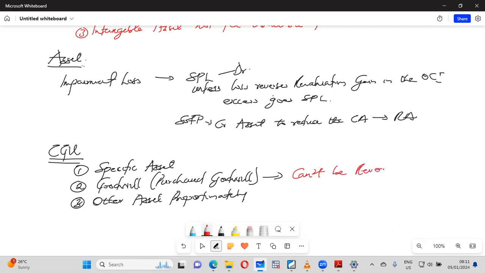It cannot be reversed. And you can only reverse an impairment amount to the maximum of the depreciated historical cost. So if you treated the impairment as a loss and debited your P&L, then if you are reversing it, it means credit your P&L. It's as simple as that.